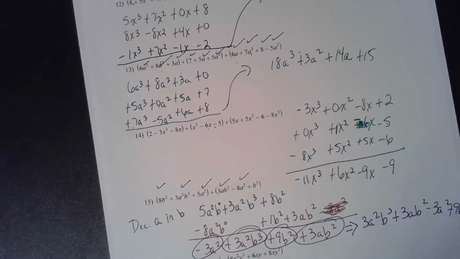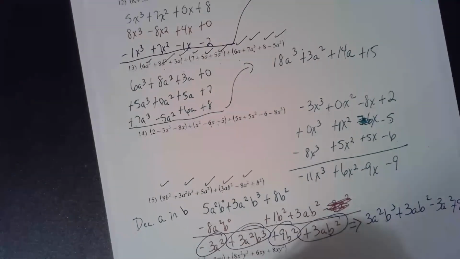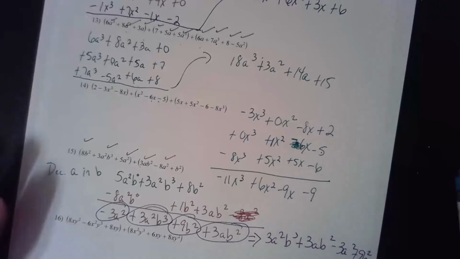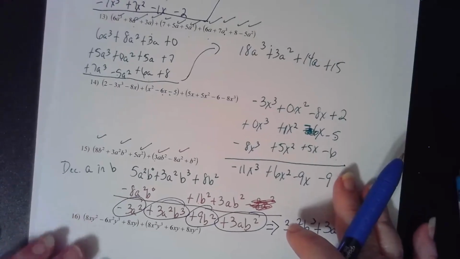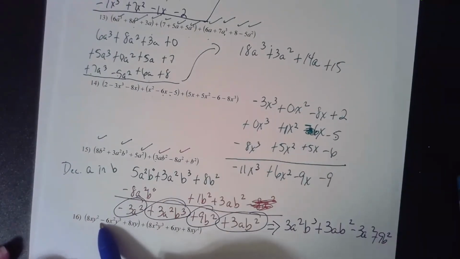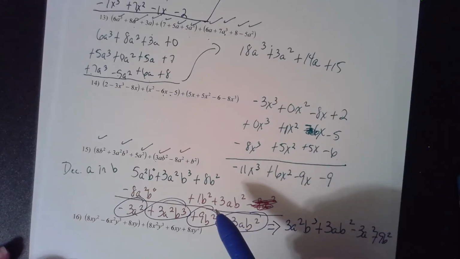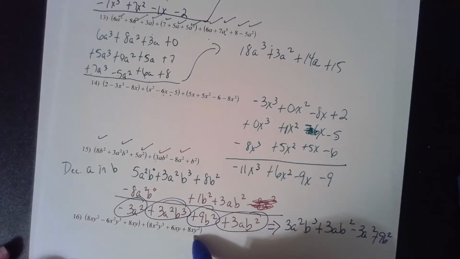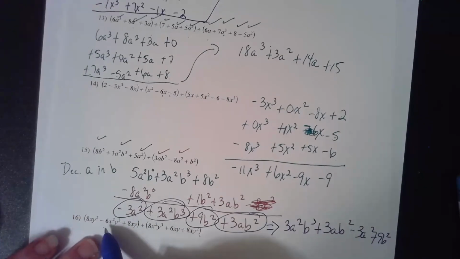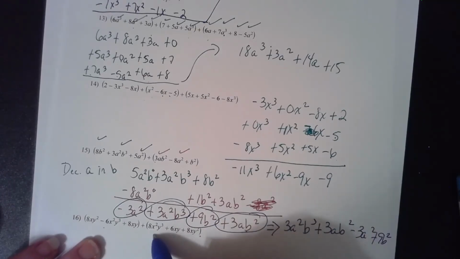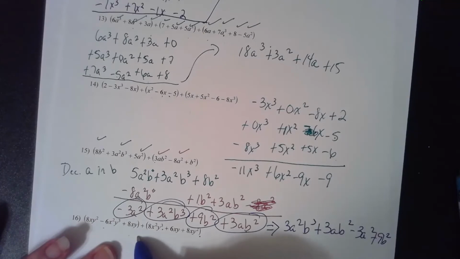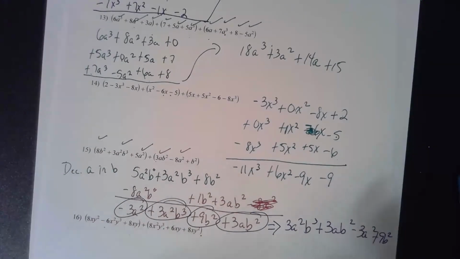Alright. Now let's look at this one. We've got, well, I will as soon as I get my cord out of the way so I can get this page moved up. So sometimes you might want to just look for patterns. Got 8xy squared and another 8xy squared minus 6x squared y cubed plus 6x squared y cubed plus 8xy, 6xy. Okay, so every one of those has a term to match up.